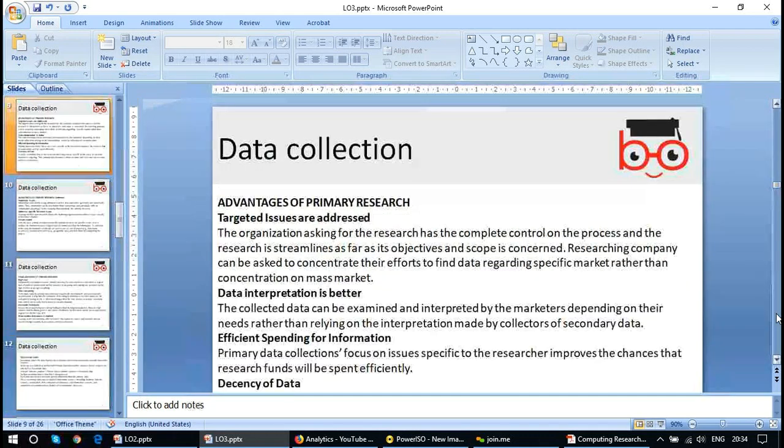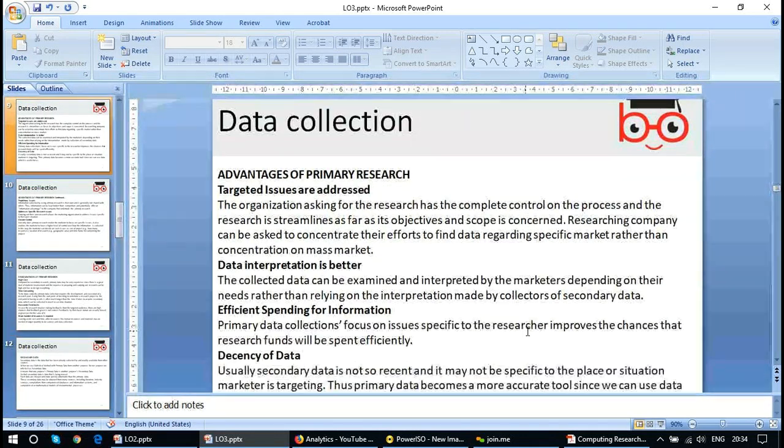Then advantages of primary research. Targeted issues are addressed. The organization asking for the research has the complete control on the process, and the research is streamlined as far as its objectives and scope is concerned.